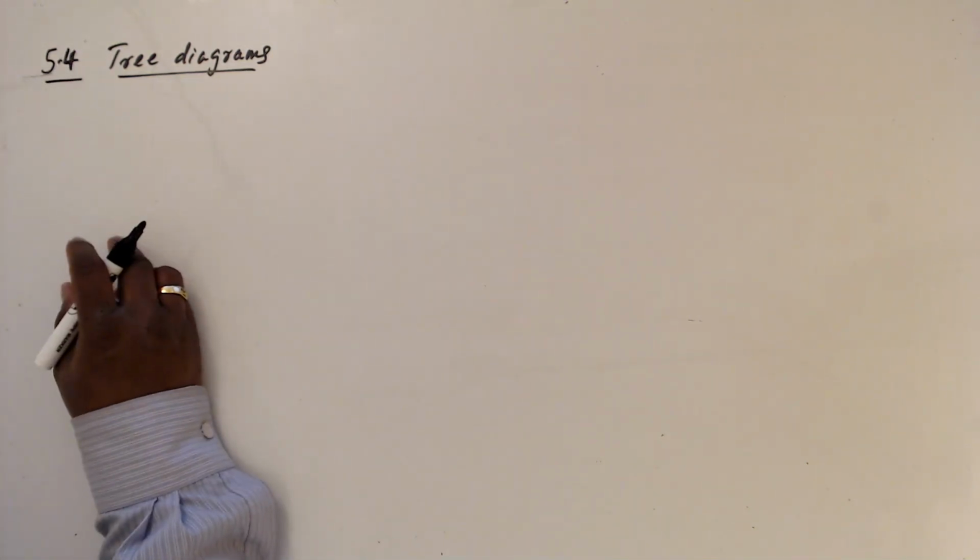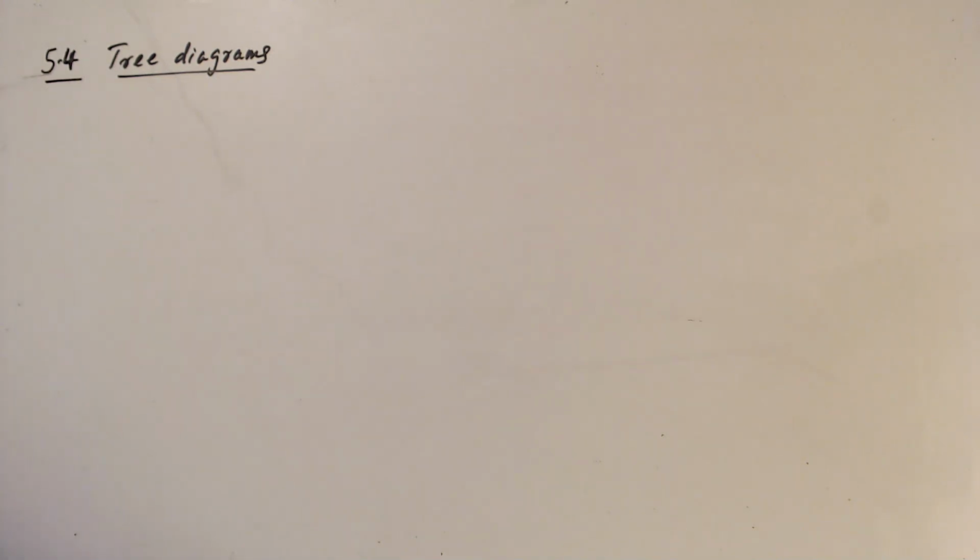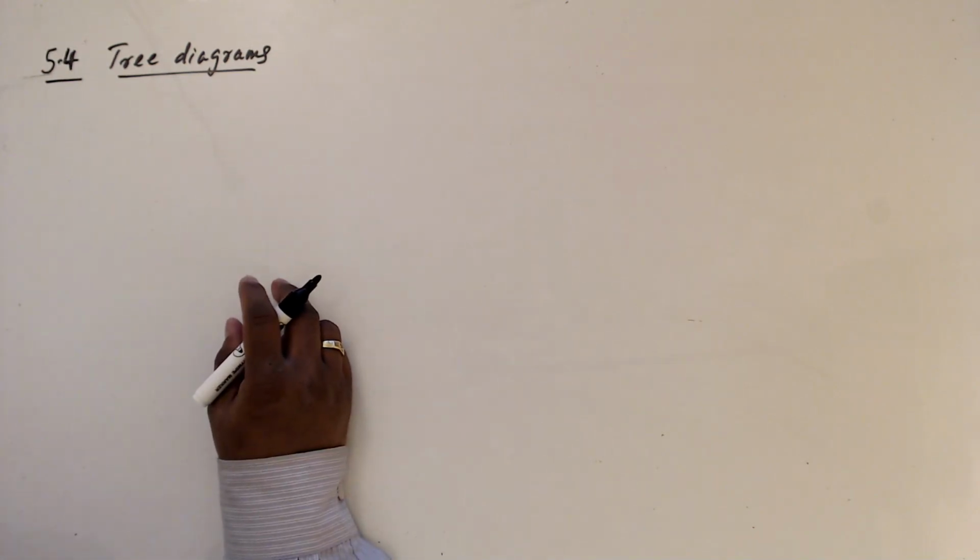Section 5.4, tree diagrams. Tree diagrams are a useful way of finding probability. We'll discuss two examples a bit differently.